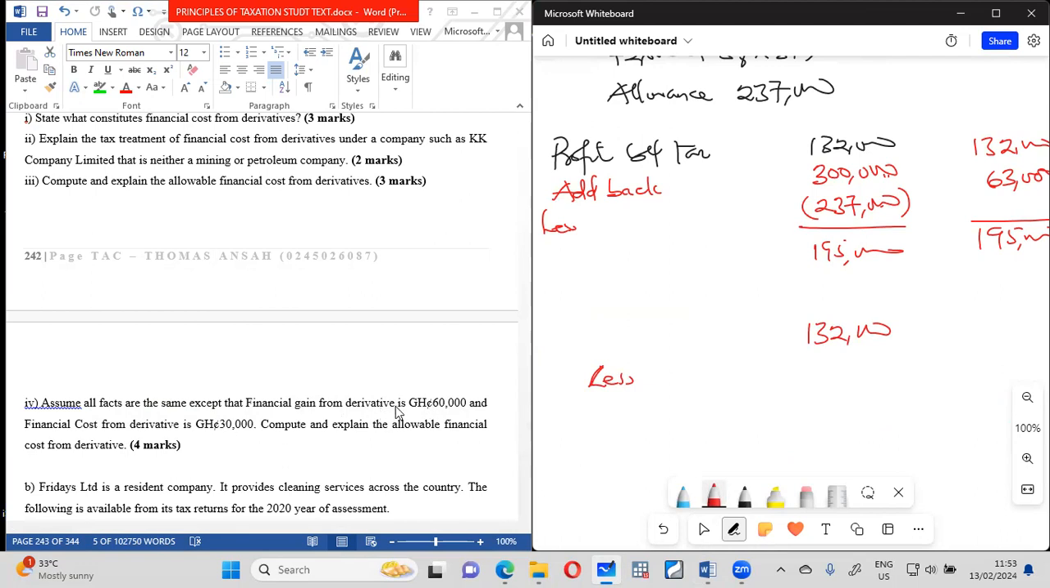What is the gain? The gain is 60. Then the cost we will add back is 30, right? So the gain we are lessing is this. So I have 132 minus 60 plus 30. That gives me 102,000.